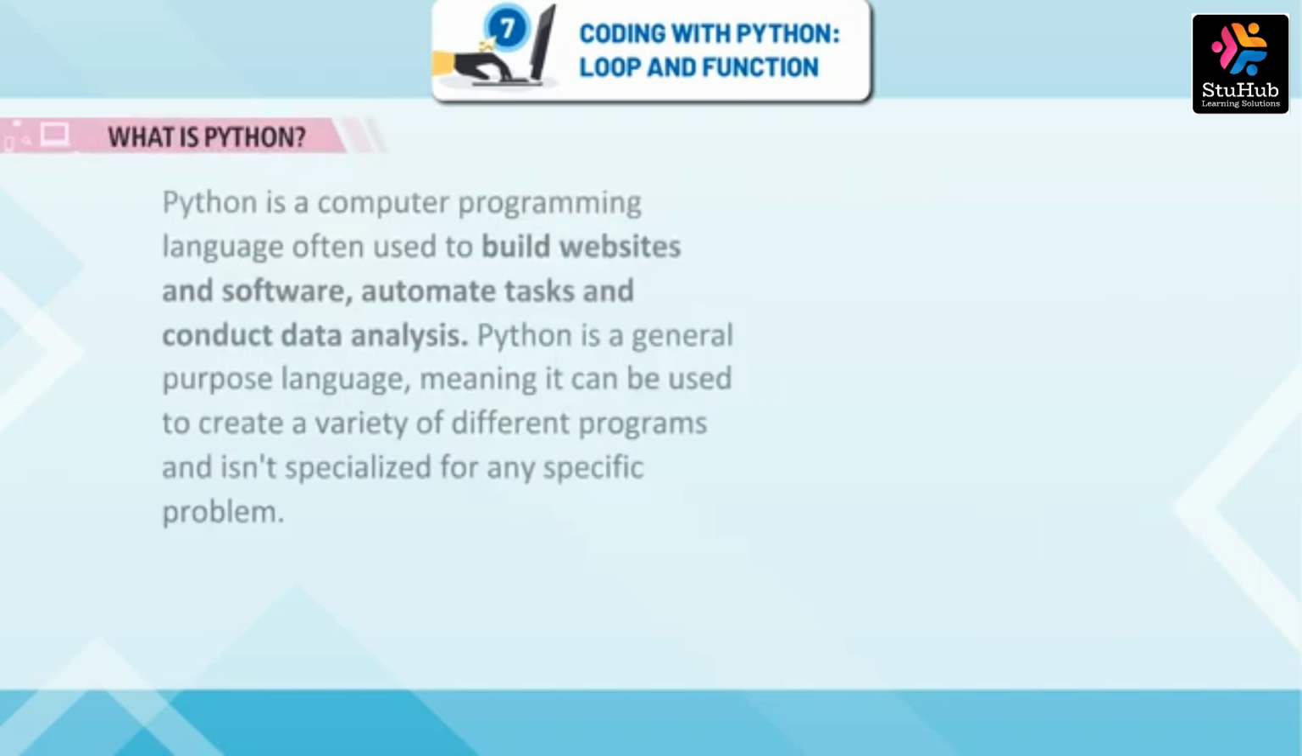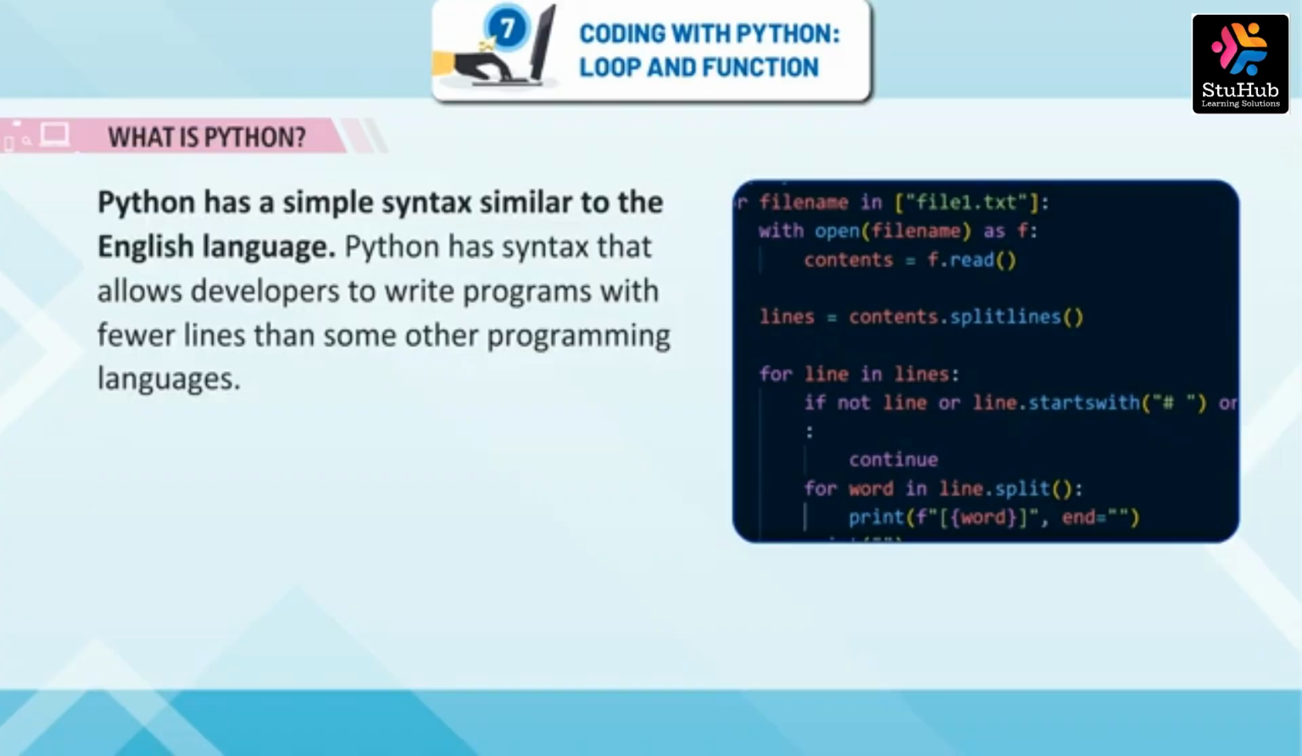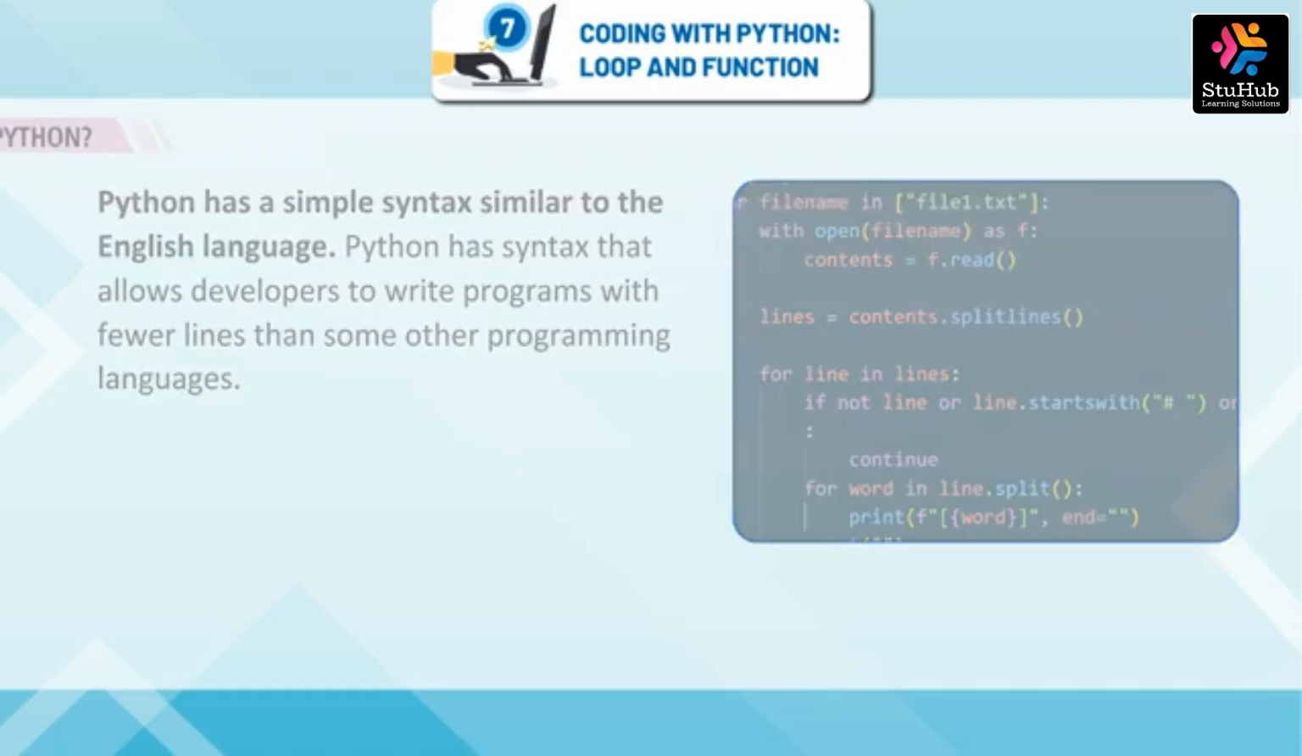What is Python? Python is a computer programming language often used to build websites and software, automate tasks, and conduct data analysis. Python is a general-purpose language, meaning it can be used to create a variety of different programs and isn't specified for any specific problem. Python has a simple syntax similar to the English language. Python has syntax that allows developers to write programs with fewer lines than some other programming languages.